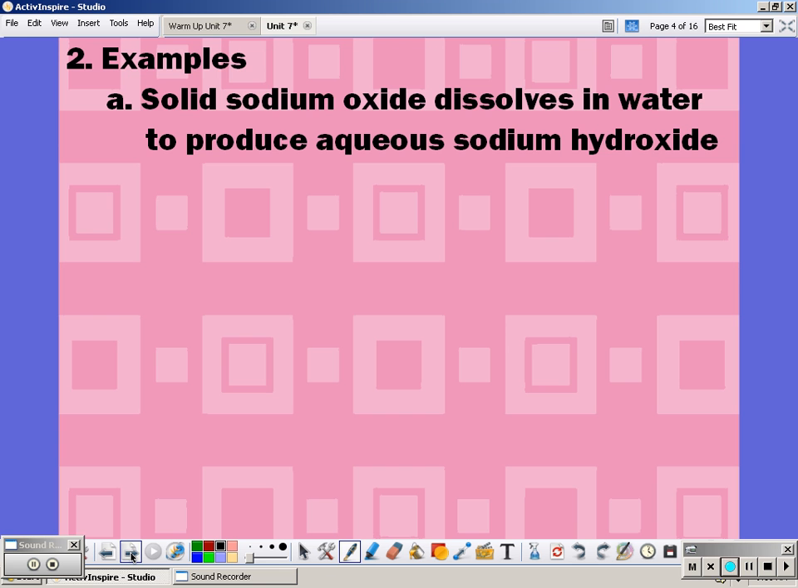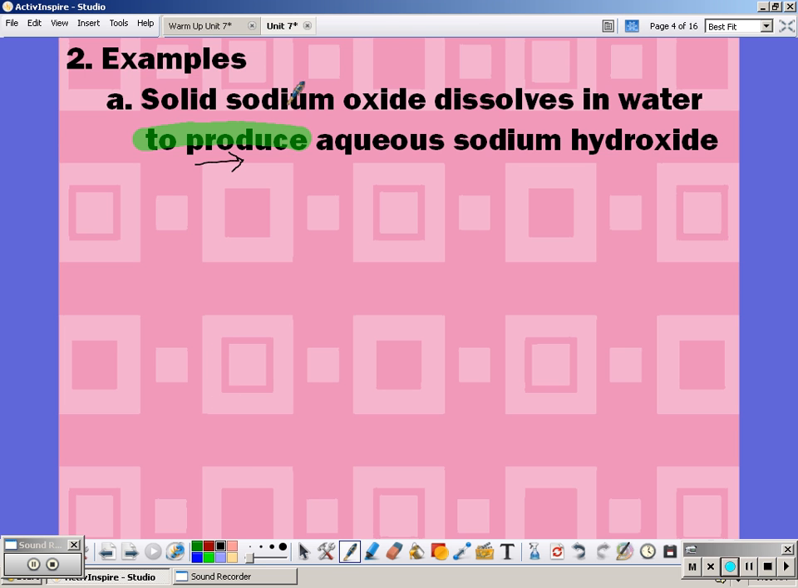This example represents a word equation because we're given the equation in words. We don't really get a lot of information from the words. We need to use symbols instead. So first we want to look for where we would have our yield sign. Solid sodium oxide dissolves in water to produce. To produce would indicate my arrow. That means anything that comes before those words would be a reactant. Anything after those words would be a product.